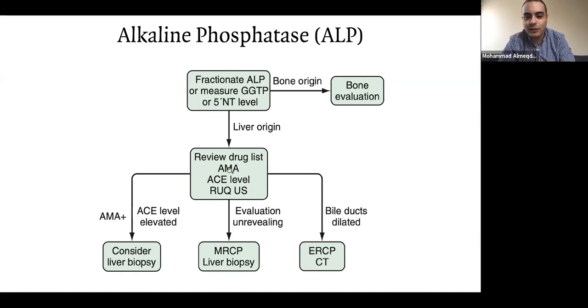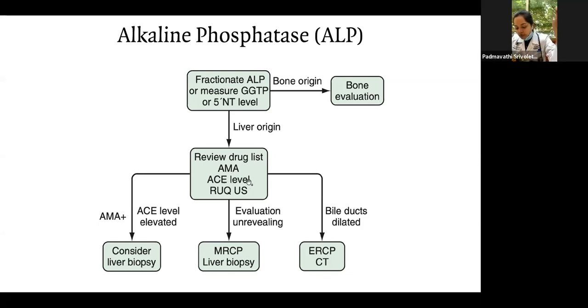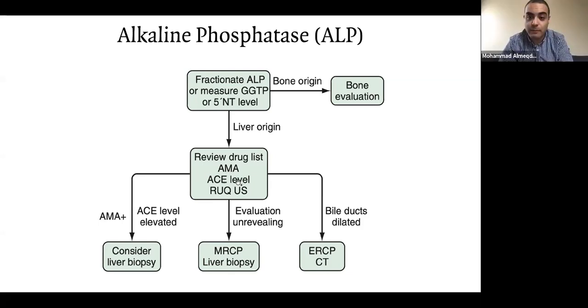So primary biliary cholangitis, and then ACE levels because sarcoid can present in a cholestatic pattern, and then right upper quadrant sonogram because you can have an extrabiliary ductal dilatation and blockage. So, if you see the bile ducts are dilated, then you go to ERCP or MRCP, whatever they want to do. If the AMA or ACE levels, one of them is elevated, you're suspecting some sort of intrahepatic pathology, you might end up in a liver biopsy.